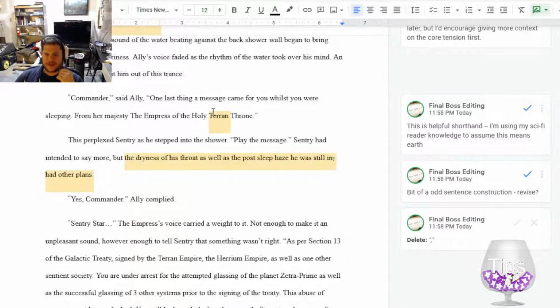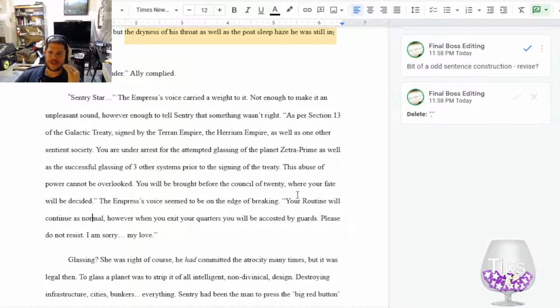Yes, Commander Sentry. Star, the Emperor's voice carried away to it. Not much, not enough to make it an unpleasant sound, however, enough to tell Sentry that something wasn't right. As per Section 13 of the Galactic Treaty signed by the Terran Empire, the Harium Empire, as well as the other one other sentient society.